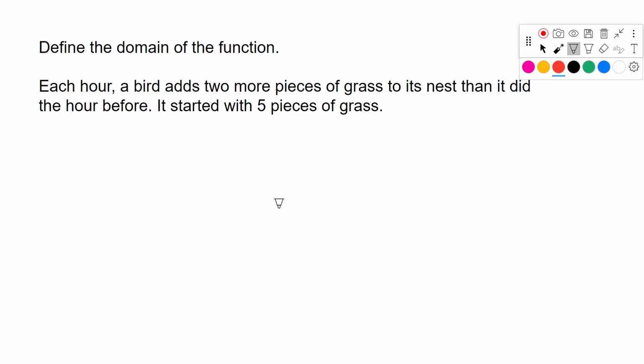Here we have each hour a bird adds 2 more pieces of grass to its nest than it did the hour before. It started with 5 pieces of grass. Because we're just adding 2 pieces in the hour, and it's not like they're pulling grass off of a skein of yarn or a ball of string, it's happening in increments. So this would be a discrete situation.